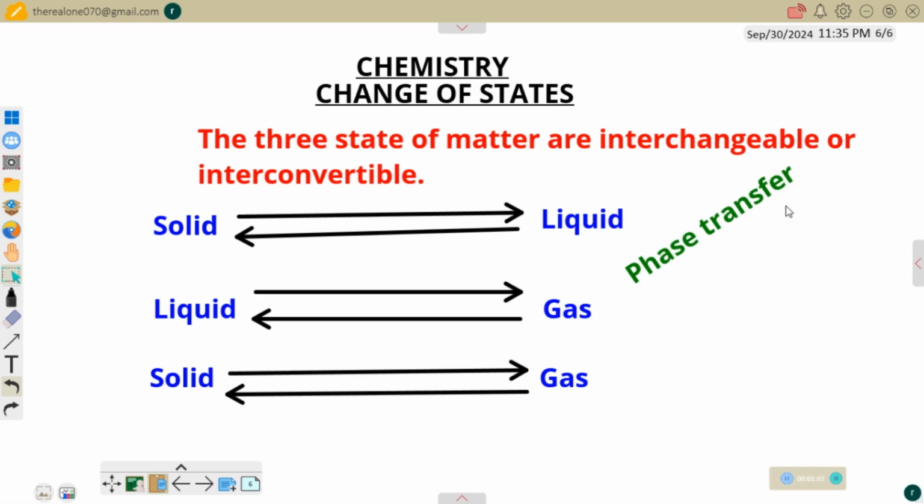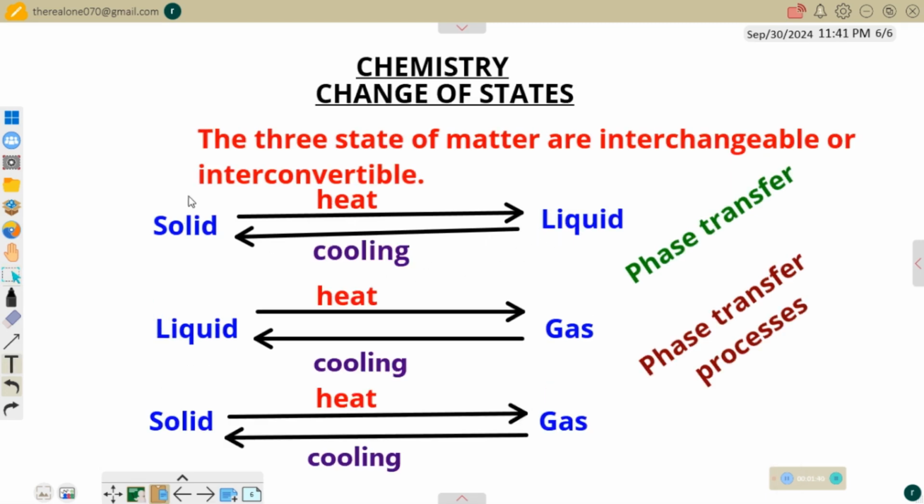Now, the processes that are involved in this change, for instance, if solid is changing to liquid, there is a process involved. If liquid is turning back to solid, there is a process involved. All those processes involved are known as phase transfer processes. But before we talk about phase transfer processes, I want us to be aware that for all of the forward processes in this diagram, we need heat. And for the backward processes, we need cooling.